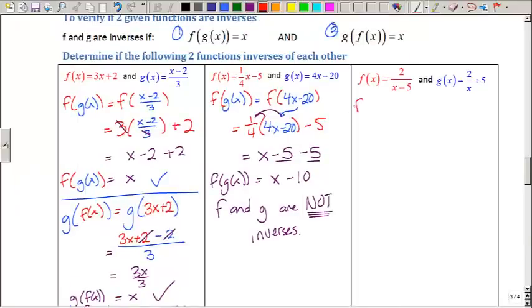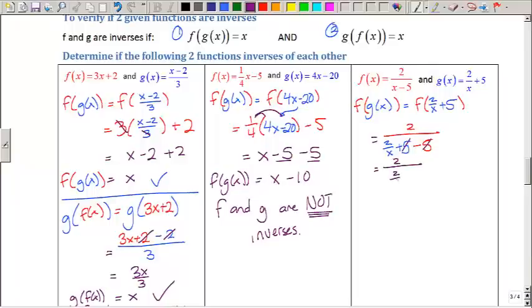On the last problem here, I'd like to evaluate f of g of x again in order to find out if these two functions are inverses. So we have f of 2 over x plus 5. Now I'm taking the expression 2 over x plus 5 and substituting it into the function f. The function f says 2 over x minus 5. But instead of x, I'm going to substitute in 2 over x plus 5. And now I would like to simplify. Plus 5 minus 5 add to 0. And I'm left with 2 over x.